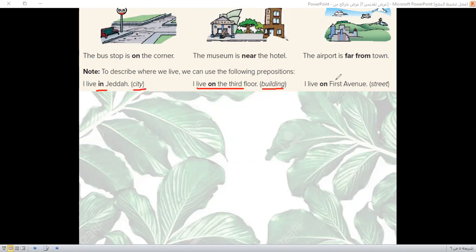If I'm talking about cities, I'm going to use in. If I'm going to talk about the street that I live on, then I'm going to use on. I live on 1st Avenue. You see, this is the street, and I use the preposition on. So I used on with building and street, and I use in when I describe the city that I live in. Okay, this is very important, and most students make mistakes in those. So pay attention that you don't make mistakes. So let's give examples on near and far from.